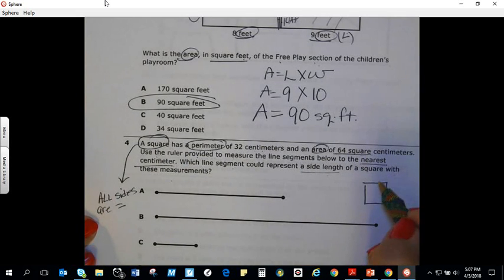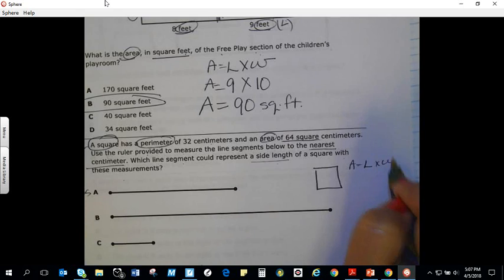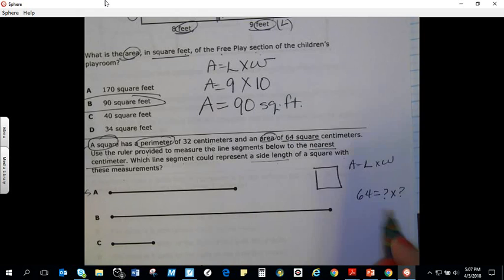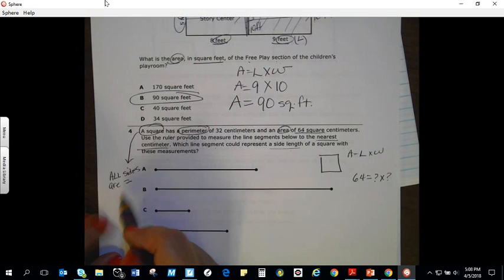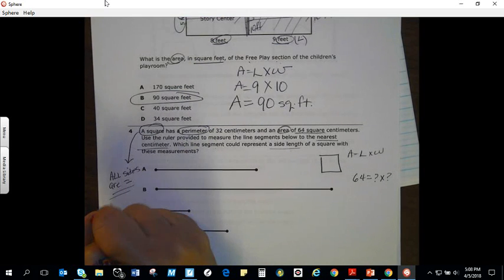Okay, so if I drew a square, all sides are equal. Now, in order to find my area, area equals side times side, or length times width. And it said that my area is 64. So 64 equals something times something, all right? And it has to be the same number because all sides are equal. All sides are equal. They're all the same.